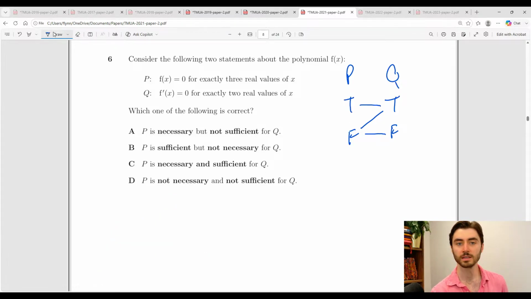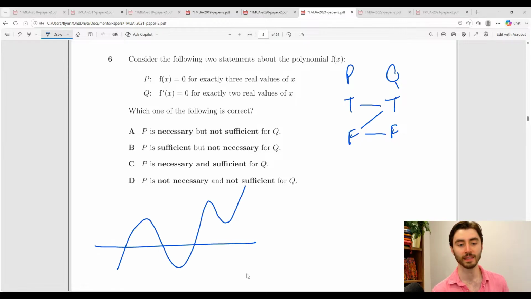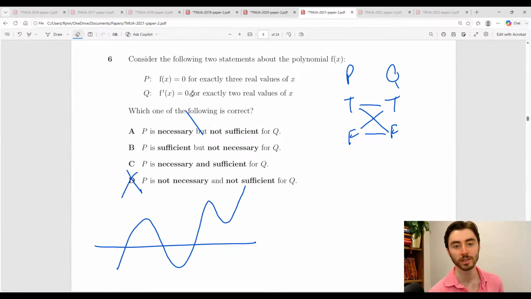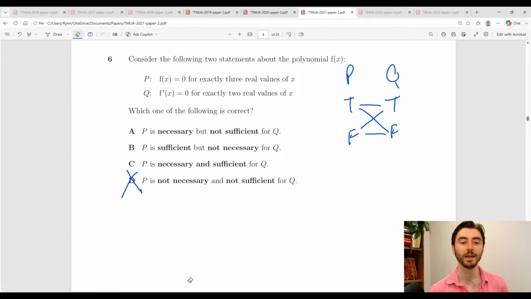Final one we have to test. Can P be true and Q be false? Yes, that is definitely true. So we can, for instance, have something like that, some sort of quintic, which has 3 real solutions, but more than 2 turning points. So actually, it is neither necessary nor sufficient. It is not interesting. There's no point which only has 1 line coming from it. And that's why the answer is D.